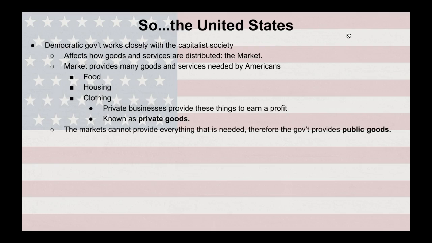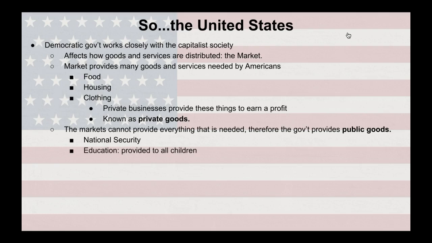However, markets cannot always provide everything that is needed, and so therefore the government provides certain public goods to all of society in the United States. Things like national security. Because everyday individuals like you and me cannot afford our own national security force. We cannot afford our own police force or military in order to keep us safe. And so we must rely collectively on the government to provide this public good for us.